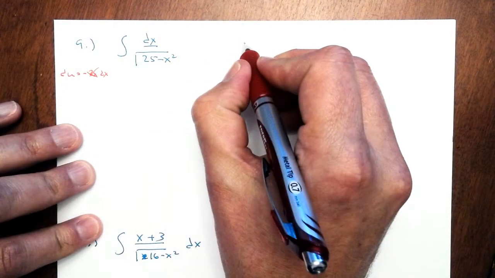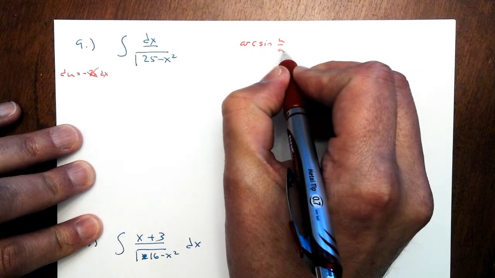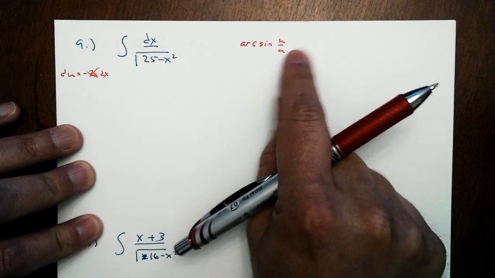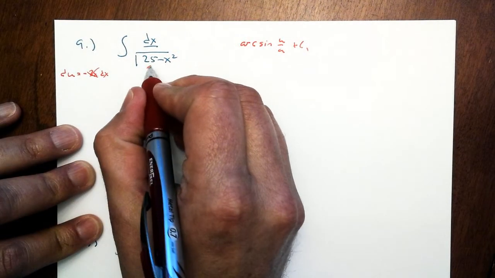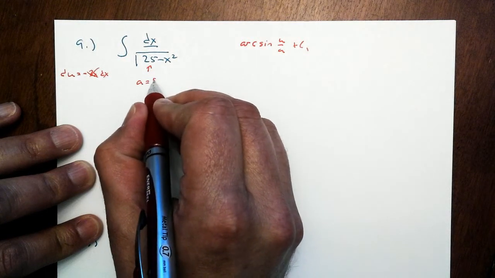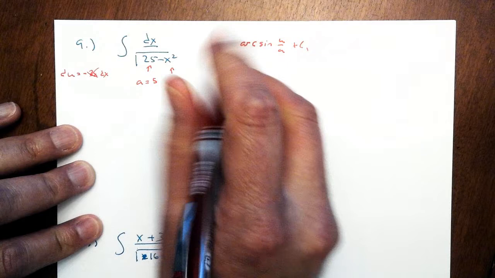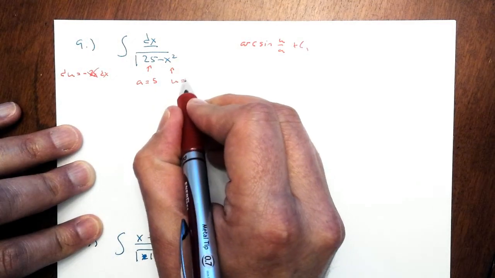So I'm thinking, this kind of looks like arc sine. So arc sine, my rule is arc sine u over a plus your constant. So this gives me a squared, so to get a we can just take the square root. And this is our u. Remember, the u will always be a function of x. So u is just going to be x.